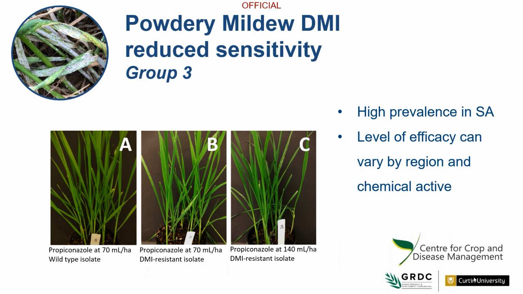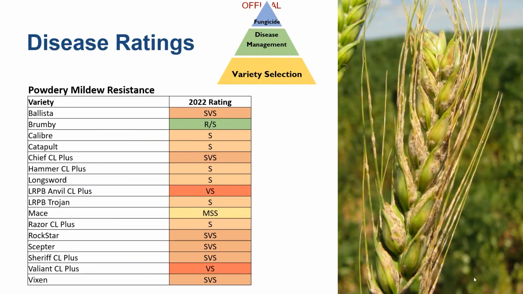And you can see this work here. These photos are from the CCDM produced by Fran Lopez, that when we've got the wild type compared with the resistant mutant, we've got a clean plant versus the powdery mildew still able to proliferate at that lower rate with propiconazole. So a really important one here in SA, and quite difficult for us to then work around, because that's 2 out of our 3 fungicide groups that we've got resistances and reduced sensitivities present in.